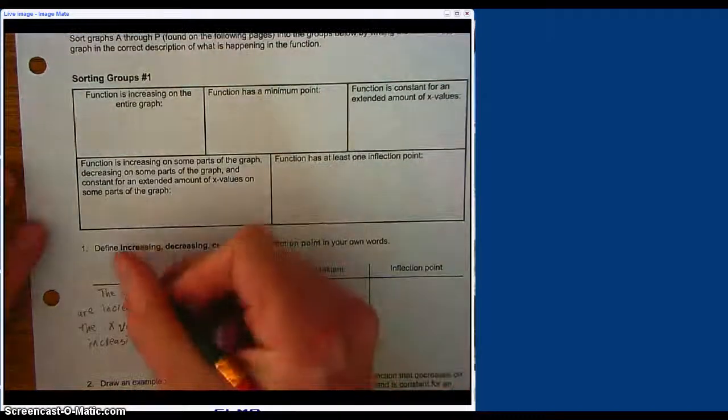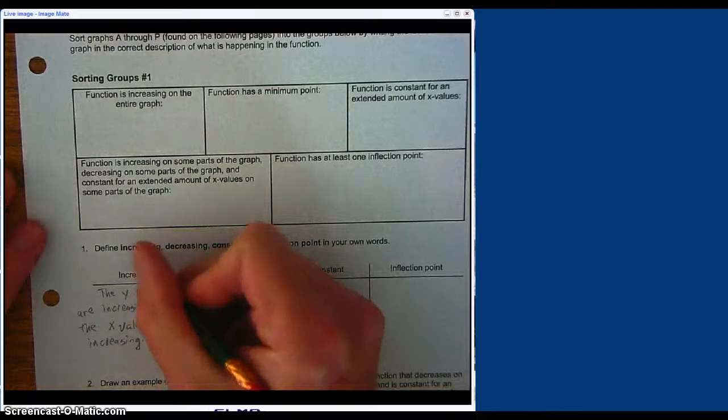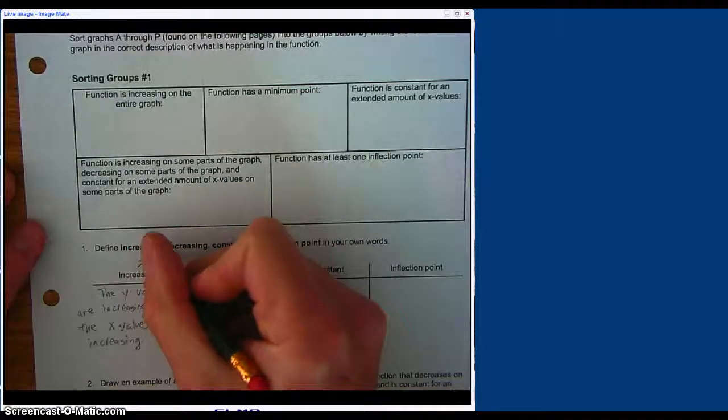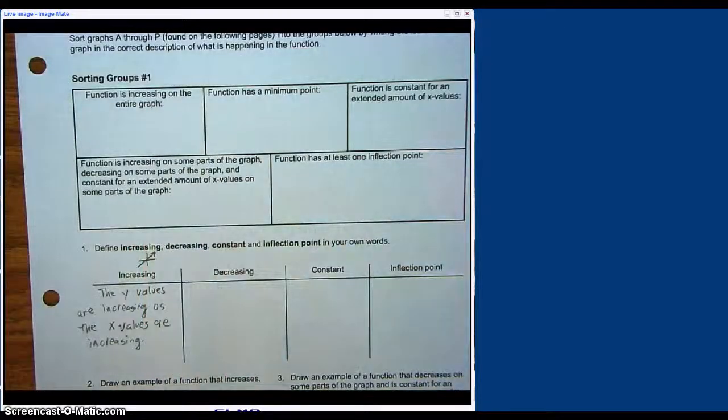So think of it like this. If this is a coordinate plane, and you had an increasing graph, it would look like that. It would be going uphill from left to right. And I just drew a line, which means you probably recognize that as a positively sloped line. But it could be a curve too. So anything that's going up on the y, as the y values increase as the x values increase.